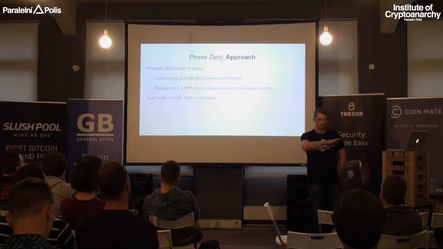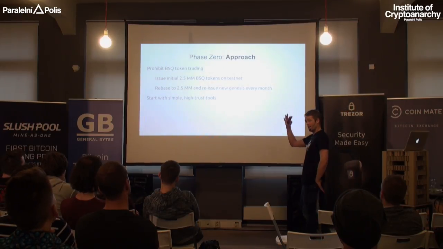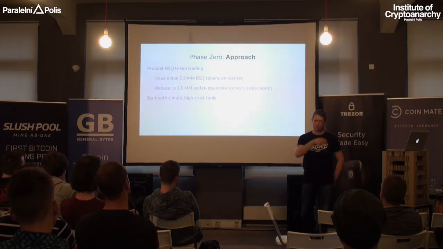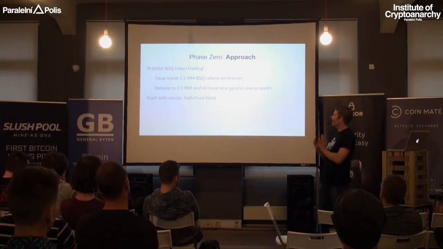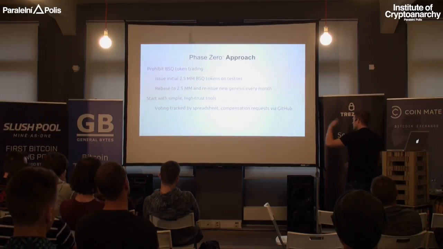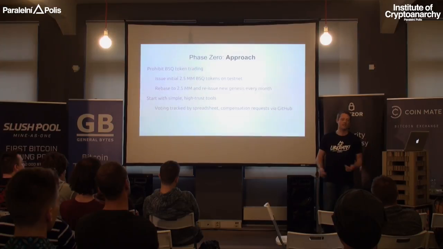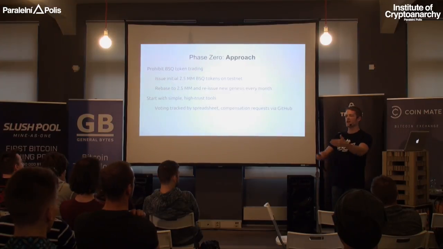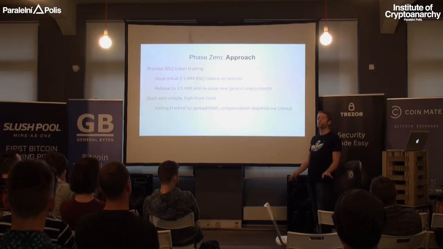And we start with simple high trust tools. And by high trust, I mean high trust in the bad sense, right? Like we use spreadsheets to track voting and stuff like that. But we're dealing with play money here, so it's an option to do that, right? Like I say, voting tracked by spreadsheet, compensation requests happen on GitHub, right? Eventually, all of these things happen in-app and on-chain by the design that we've already put together, right?